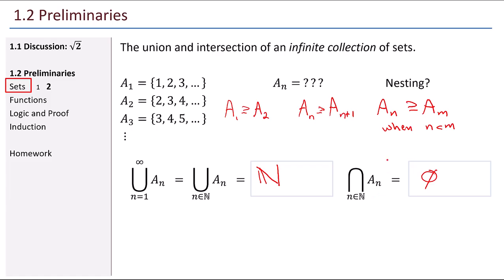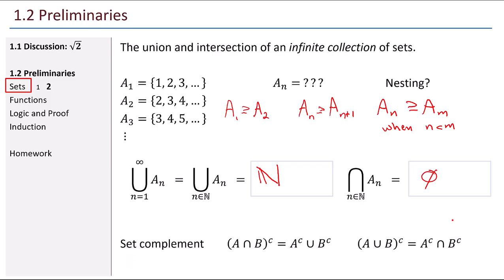In fact, any number, 1,000,000. 1,000,000 is not in this intersection, because eventually I'm going to get to set A sub 1,000,001, and that does not contain the number 1,000,000. And so any number you pick eventually is not in these sets. And so the infinite intersection contains nothing.